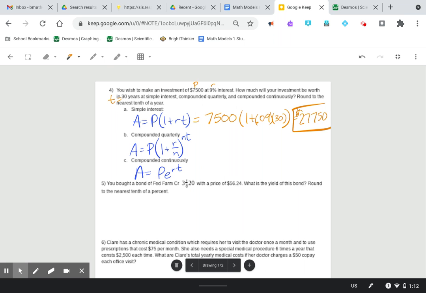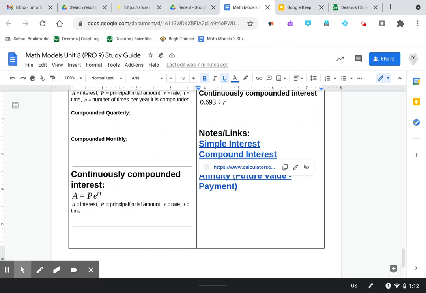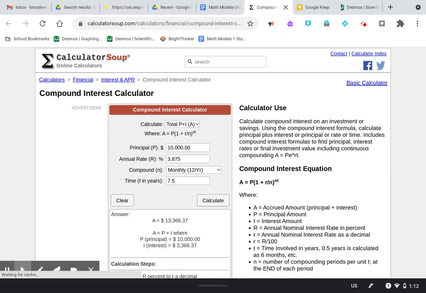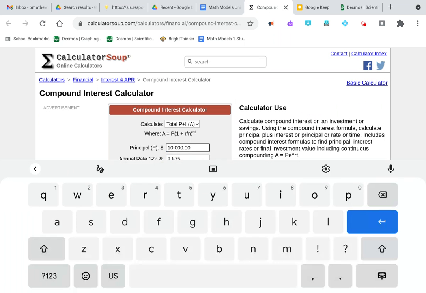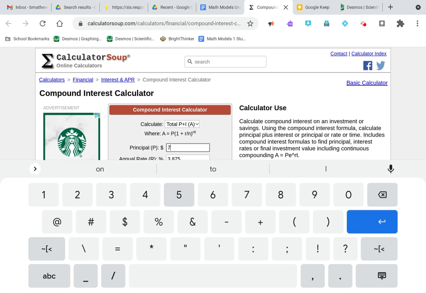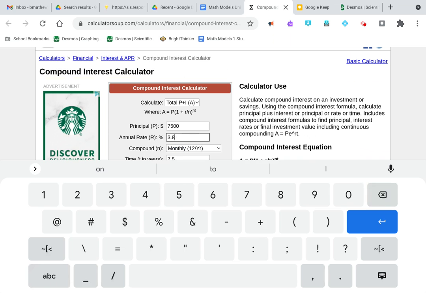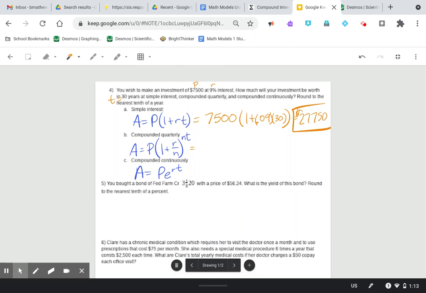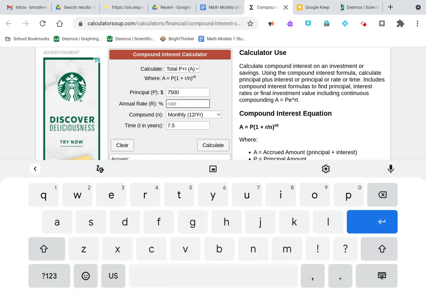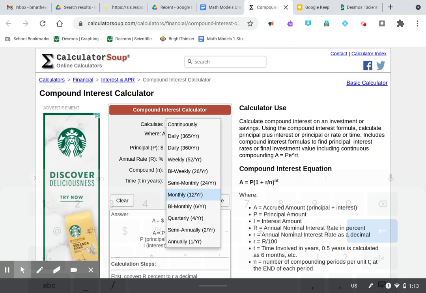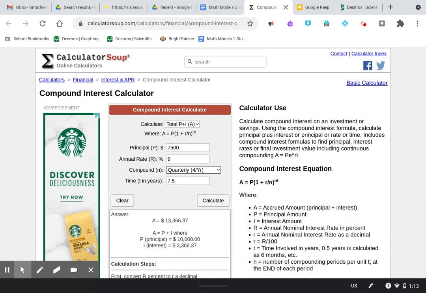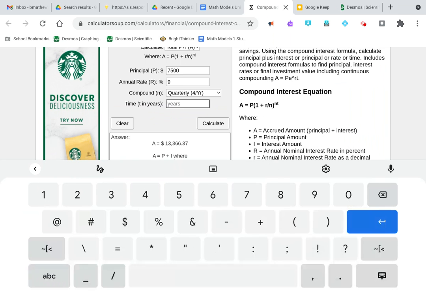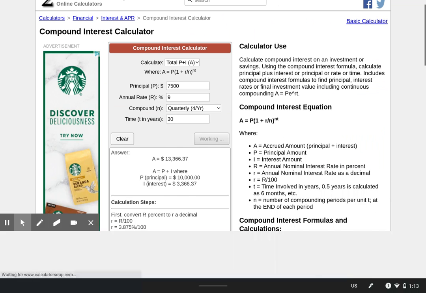All right, next one, compounded quarterly. This one, I will show you how to use the online calculator for this. So let's go to compound interest real quick and look at how to do this one. So we're going to find the amount. We know our principal is 7,500. Our rate is 9%. We're doing that quarterly, and it's going to do it for 30 years. Calculate.